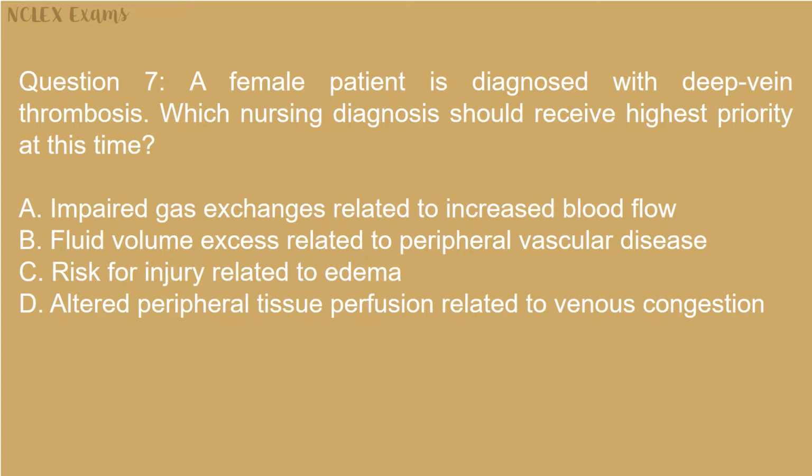Question 7. A female patient is diagnosed with deep vein thrombosis. Which nursing diagnosis should receive highest priority at this time? A. Impaired gas exchange related to increased blood flow. B. Fluid volume excess related to peripheral vascular disease. C. Risk for injury related to edema. D. Altered peripheral tissue perfusion related to venous congestion.